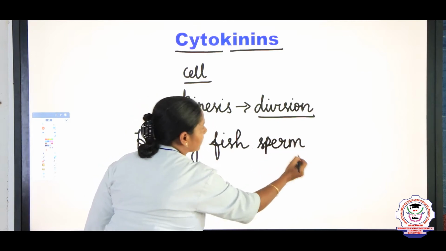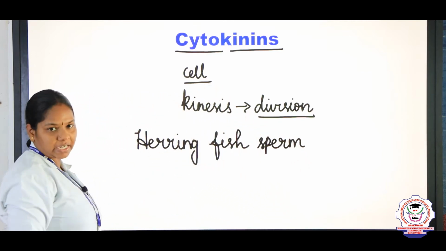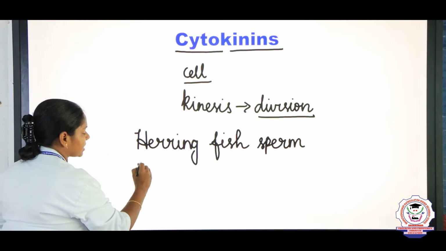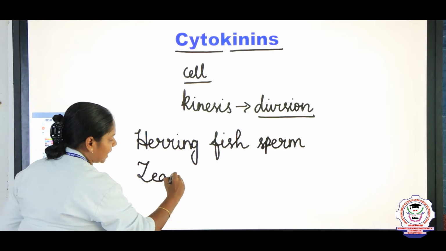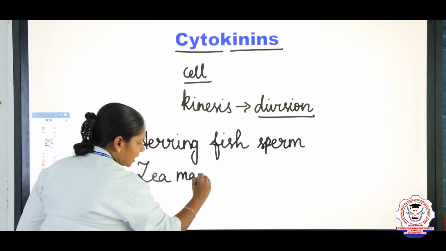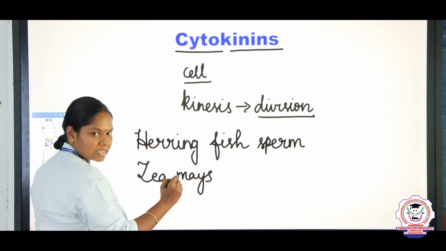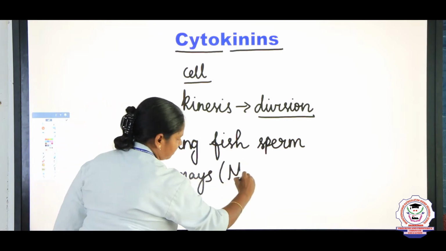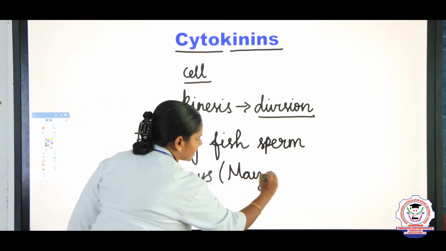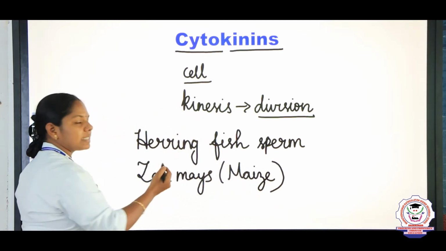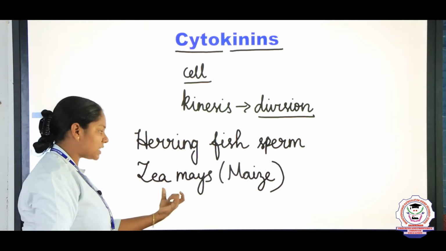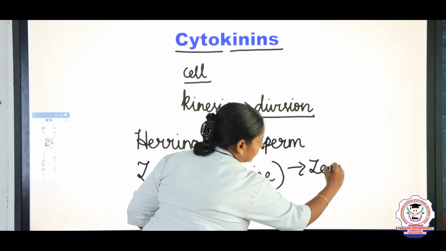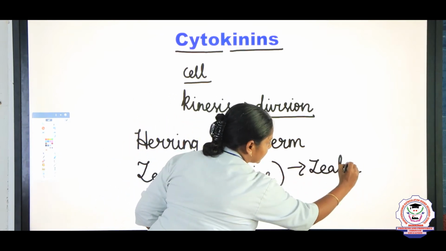From the sperm they isolated this cytokinin, and later cytokinin was also extracted from the Zea mays plant. What is Zea mays? Can anyone say the scientific name Zea mays belongs to which plant? Yes, maize, corn we say, right? So later the cytokinin was extracted from the Zea mays plant, and hence it was named zeatin.